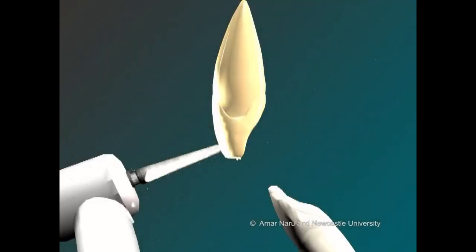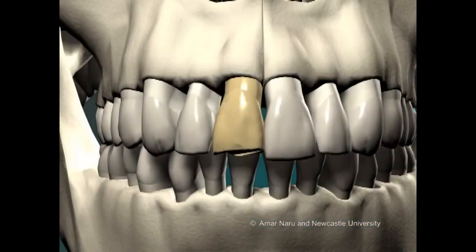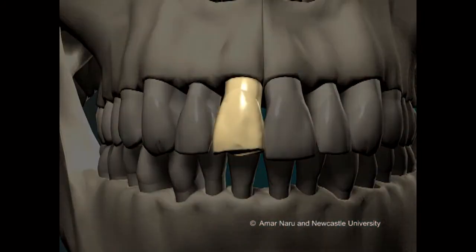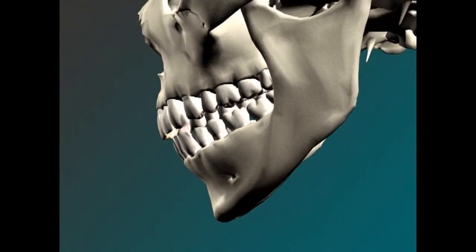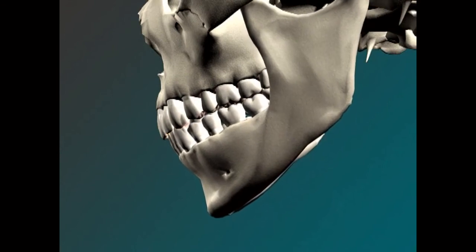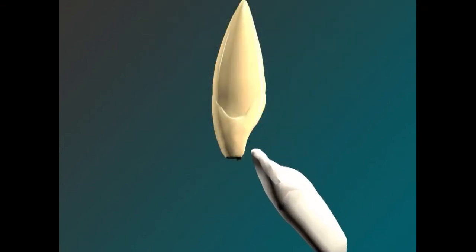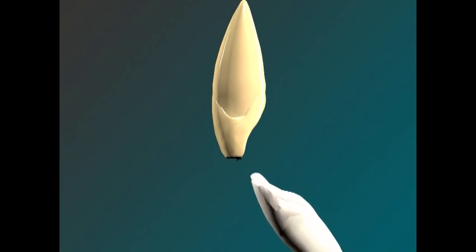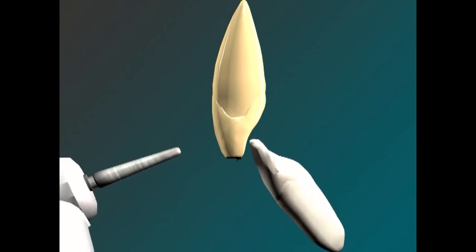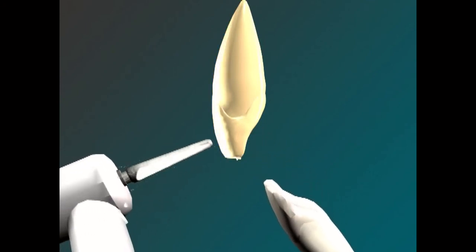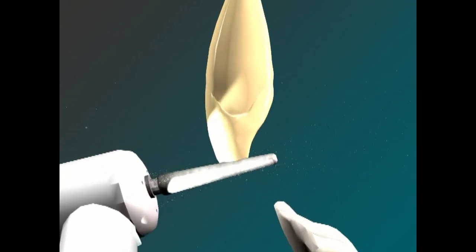Crowning and anterior guidance. The upper right central incisor is to be prepared for a crown. To avoid problems, you must bear in mind the guidance that the original tooth surface provides to the movement of the mandible. The aim here is to manufacture a final restoration that conforms to these present paths of movement.